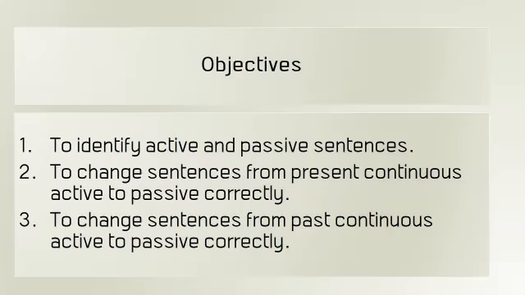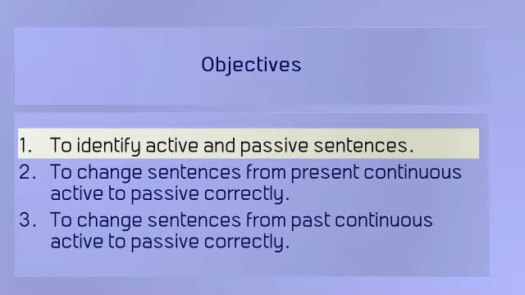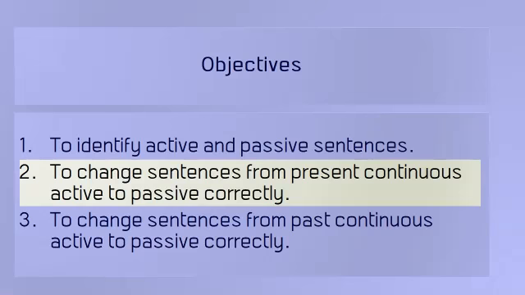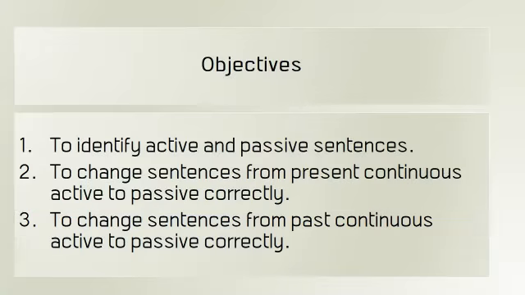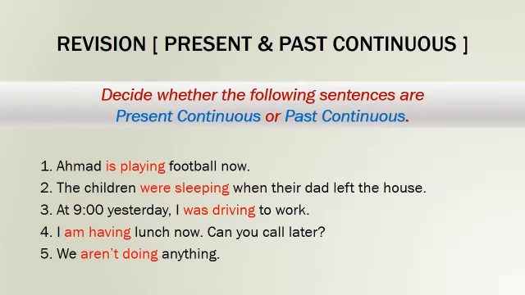The objectives. Number 1, to identify active and passive sentences. Number 2, to change sentences from the present continuous active to passive correctly. Number 3, to change sentences from past continuous active to passive correctly. First of all, we want to revise the present and the past continuous.